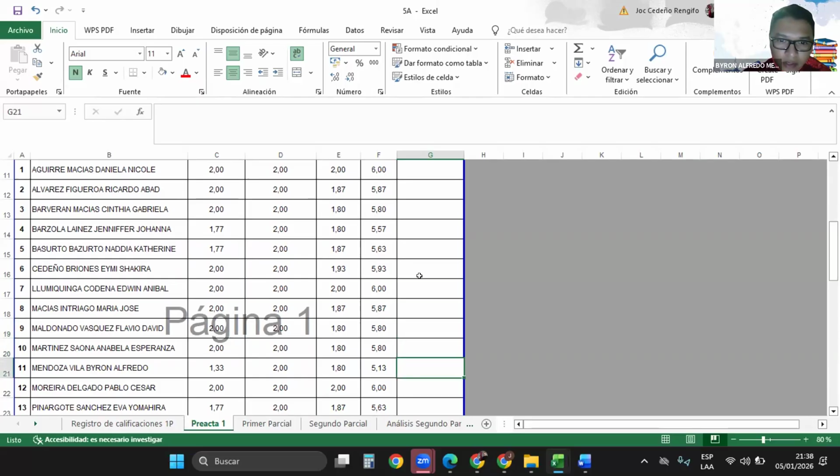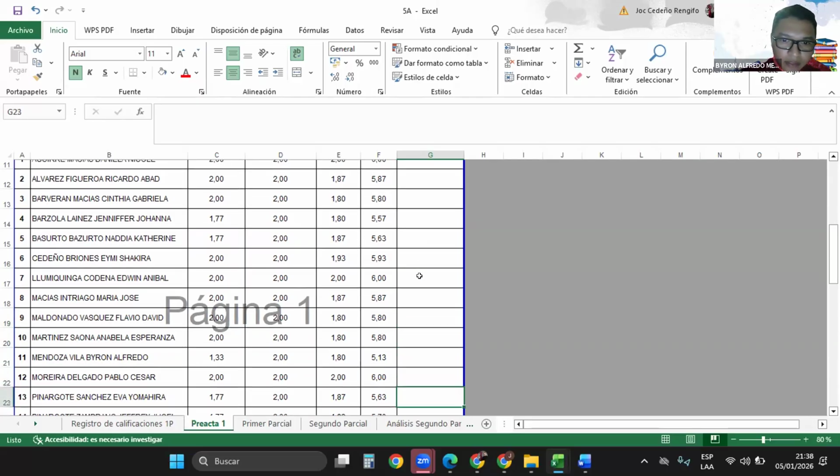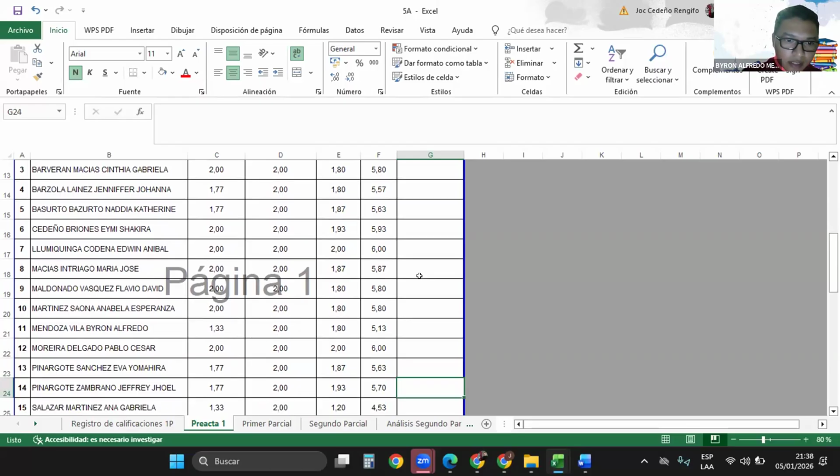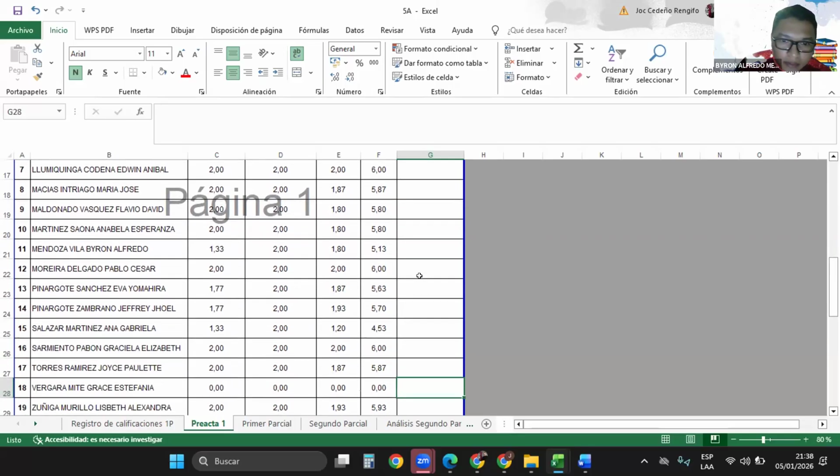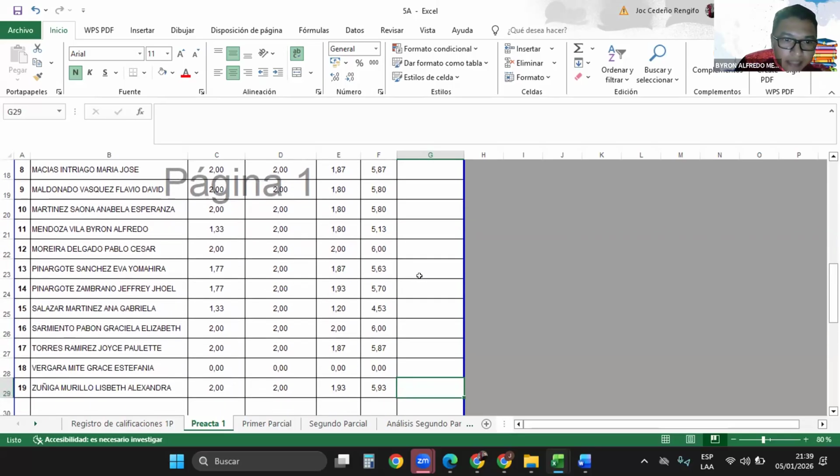Mendoza Vila, 513. Moreira Delgado, 6. Pinargote Sánchez, 563. Pinargote Zambrano, 570. Salazar Martínez, 453. Sarmiento Graciela, 6. Torres Joyce, 587. Vergara, 0. Zúñiga Lisbeth, 593. Thank you, Byron. Ana, active la cámara y pregunte.